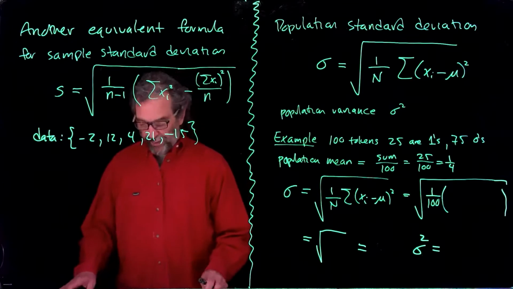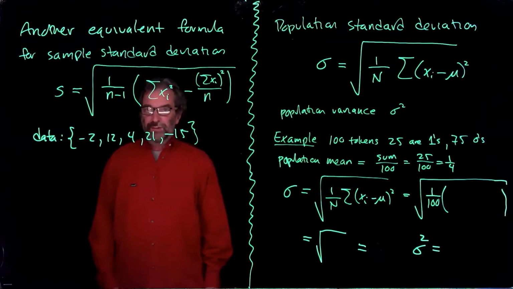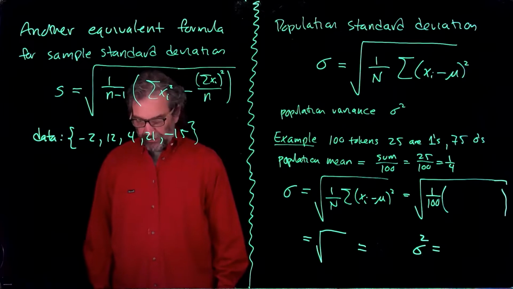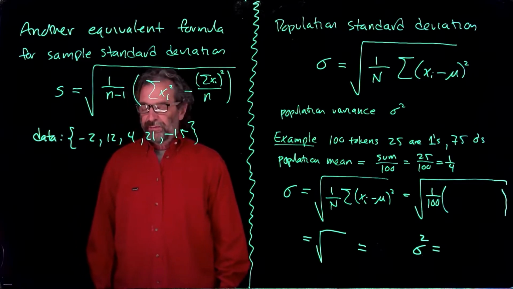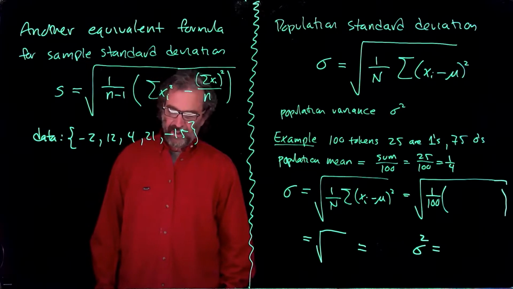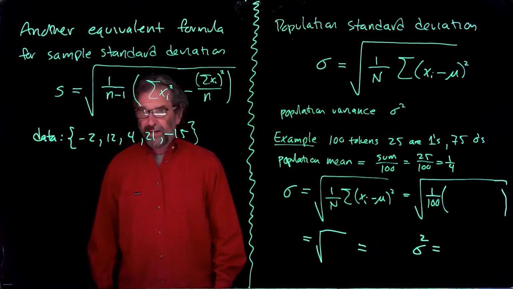So it turns out we're not quite done with the sample standard deviation. There's two possible formulas you might use. The one we had before had to do with deviations from the mean, and then squaring them and summing them and dividing by n minus 1 and then taking the square root.